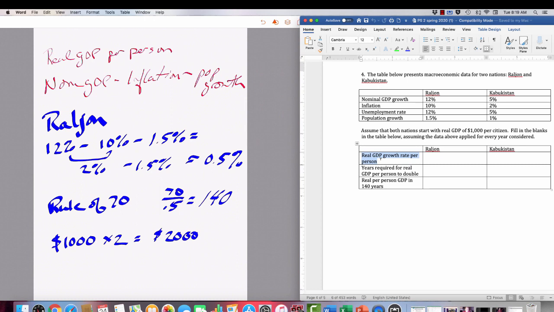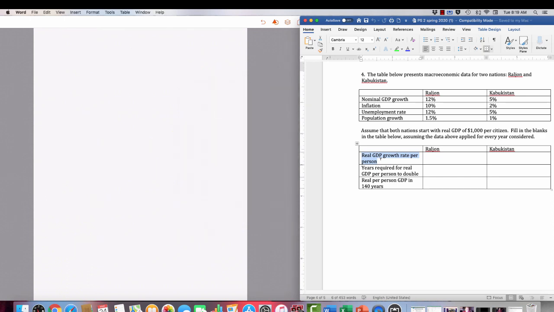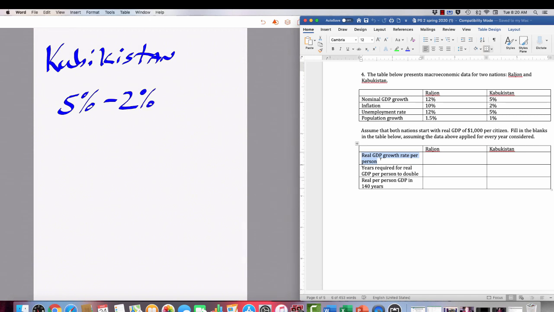Okay, now what about Kazakhstan? Well, we go through the same process here. In Kazakhstan, nominal GDP is a lot less than it was in Valjean. It's only 5%. Inflation is a lot less also. It's 2%. And the population growth rate is less.